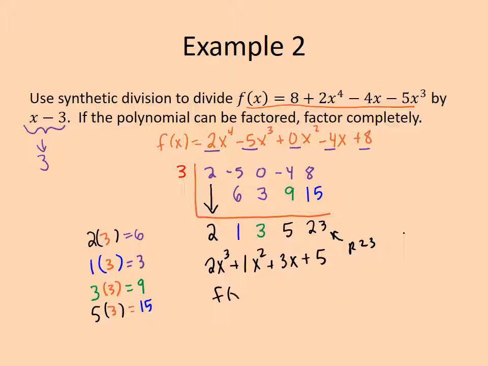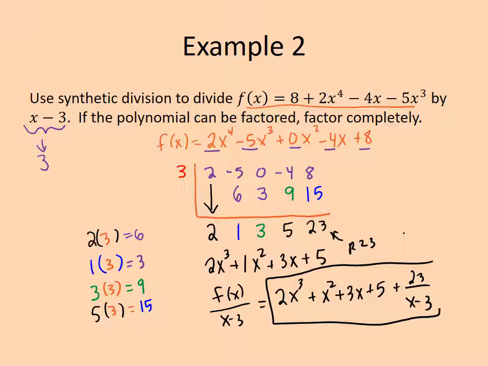Well, I can write f of x divided by x minus 3 equals 2x to the 3rd plus x squared plus 3x plus 5 plus 23 divided by x minus 3. This is my answer to the question: use synthetic division to divide the polynomial.